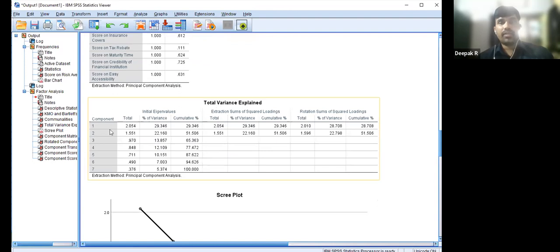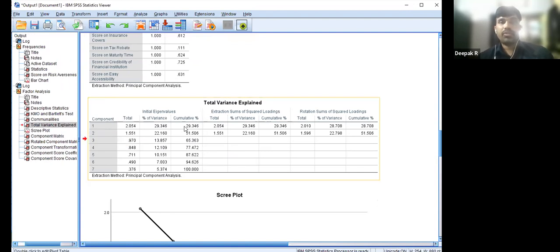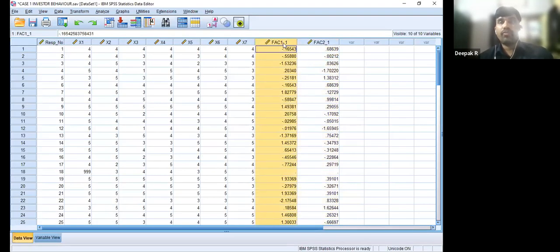You will be able to notice that these 7 variables can be reduced into 2 factors. The first factor is able to explain 29% of the variation, and the second factor is able to explain 22% of the variation. That means the cumulative, both of them together, are able to explain 51% of the variation. So 7 variables can be reduced to 2 factors. Now, how did we get these 2 factors? How we got these 2 values with respect to these 2 factors is very, very important before you jump into various other methods.